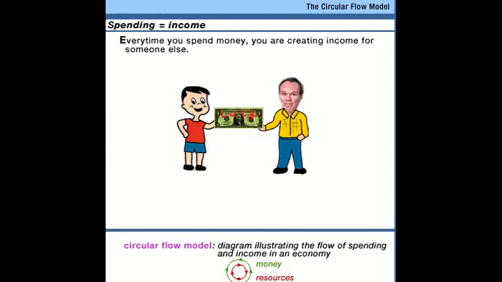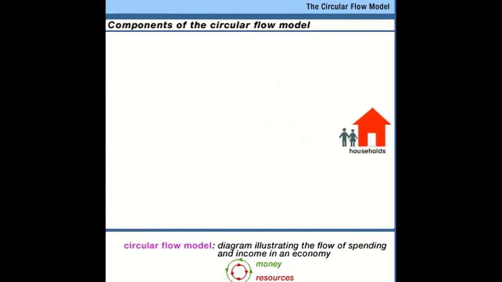Households' purchases of goods and services is called consumption, and the households purchase goods and services with money. They acquire the money by selling their resources, land, labor, capital. And they sell these resources in the market for factors, the factors of production, or the resource markets.